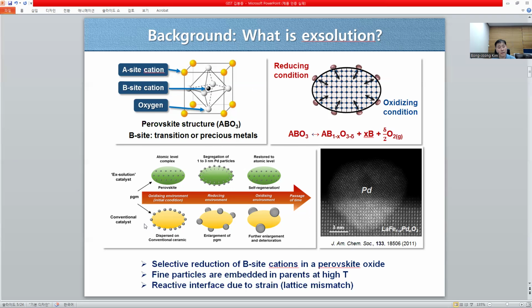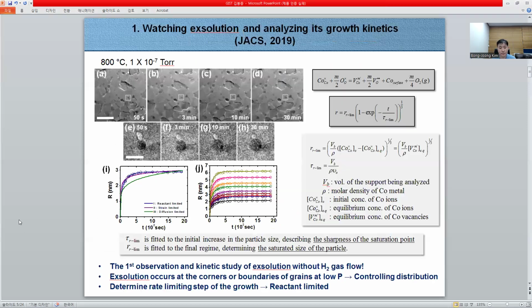Because the particles are embedded in the oxide, they never coarsen with each other at high temperatures. So the particles are well dispersed on the oxide surface, securing stability of catalysis properties. This is a stark difference compared to the conventional catalyst systems.